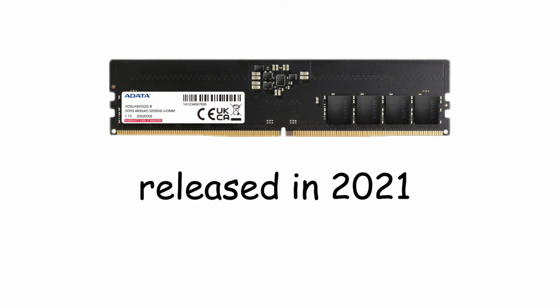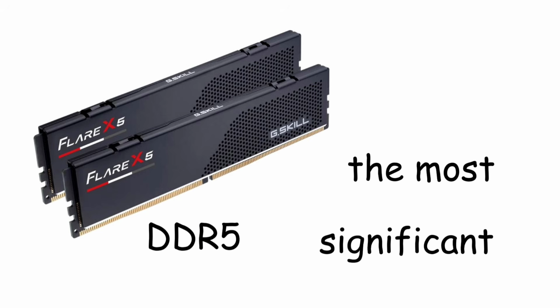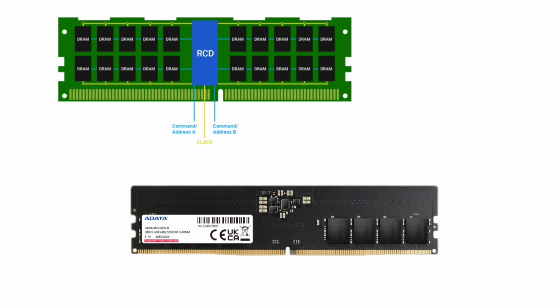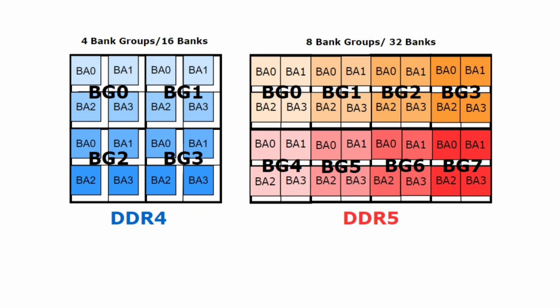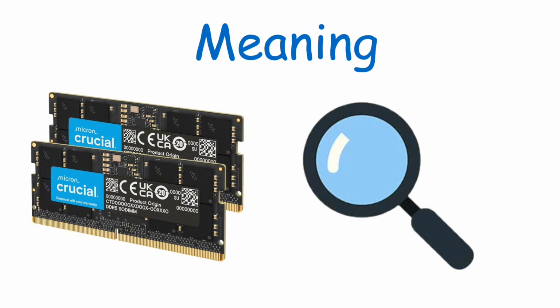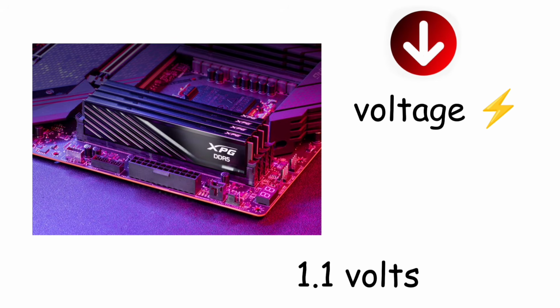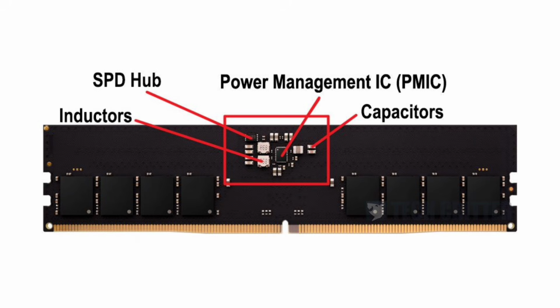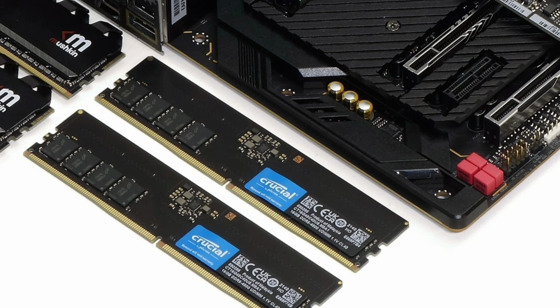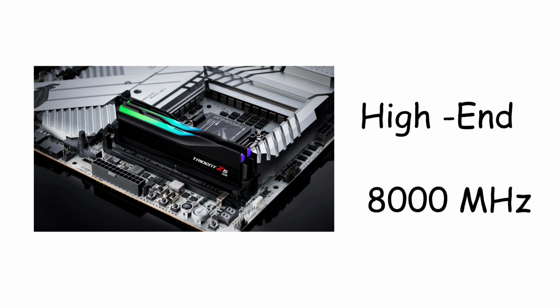DDR5. Released in 2021 and hitting mainstream adoption over the following couple of years, DDR5 is the most significant architectural overhaul RAM has seen in a long time. The prefetch buffer doubled again to 32 bits, and it introduced on-die ECC, meaning the RAM module itself can detect and correct minor errors before they ever reach the CPU. Voltage dropped slightly to 1.1 volts, and the power management circuitry moved from the motherboard directly onto the DIMM itself, which improves stability and efficiency. Starting speeds kick off around 4800 MHz, and high-end kits now push past 8000 MHz.